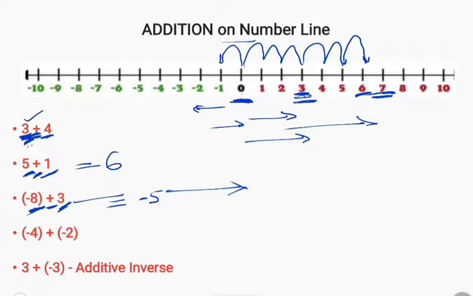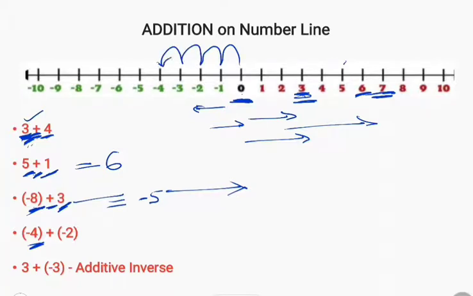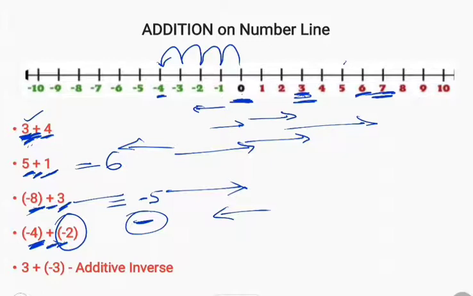Now let us see the next one. Minus 4. This is, again, we have to move on the left side from 0 because initially we are at 0. So we'll move from 0. How many steps? 4 steps. 1, 2, 3, 4. So the negative sign indicates we have to move on the left side. And how many steps? 4 steps. So we reached at minus 4. Now we have to add. Add means on the right direction we have to add. But there's a negative sign. How many steps we have to add? Minus 2. So again, minus indicates we have to move in this direction. On the left side we have to move.